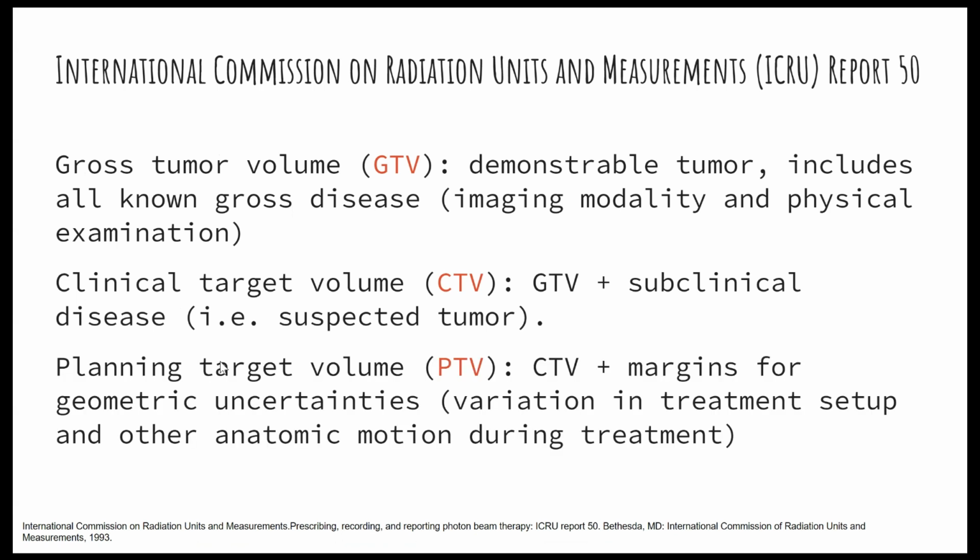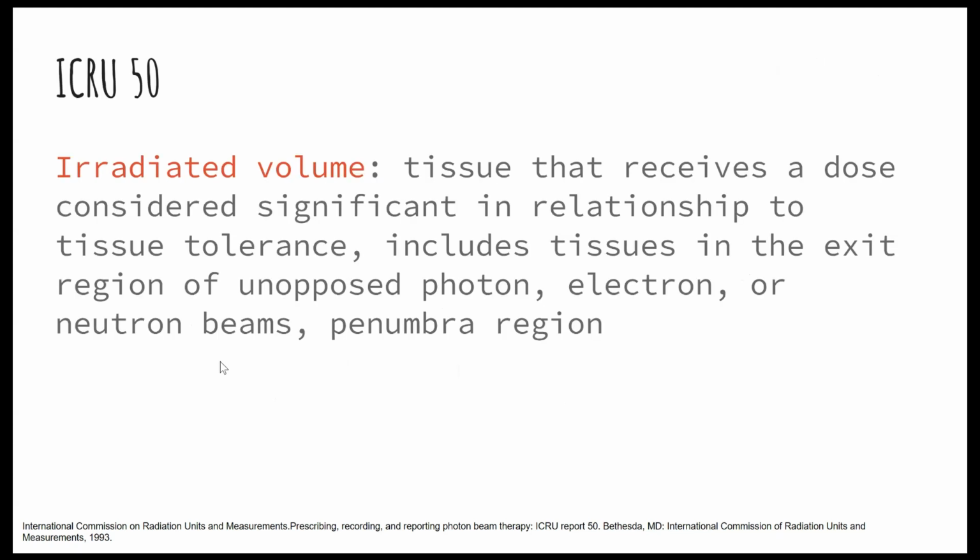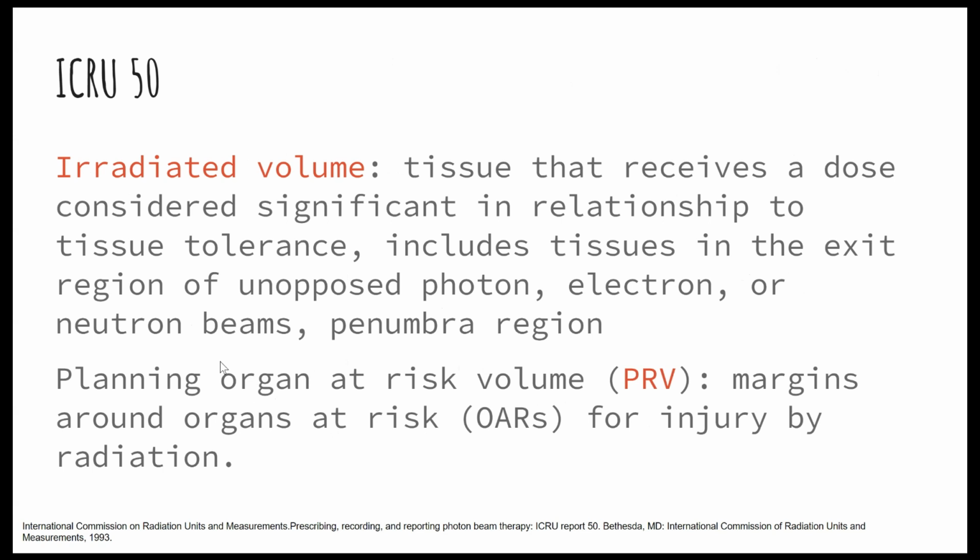Then we have the planning target volume, or the PTV. This is the CTV plus a margin for geometric uncertainties. These uncertainties can be variation in the setup or anatomical motion. This report also gave us two more definitions. One was the irradiated volume, which is tissue that receives a significant amount of dose, like the entry area, the exit area, the penumbra region. Then we also have the planning organ at risk volume. This is basically a margin which is given to organs at risk, so that when planning the patient, we are able to spare the OARs more.